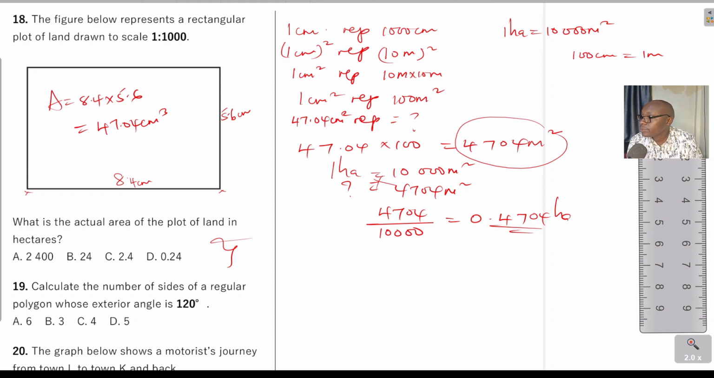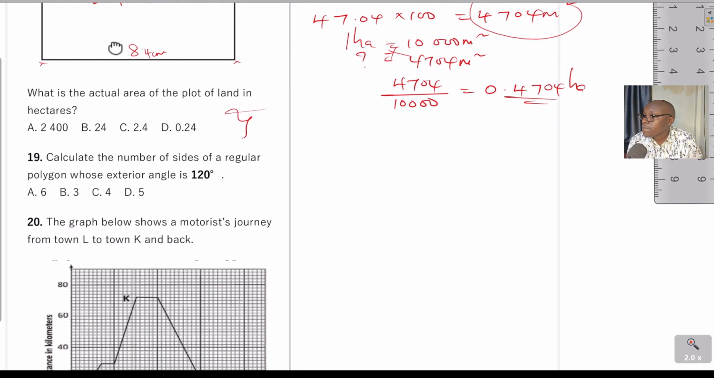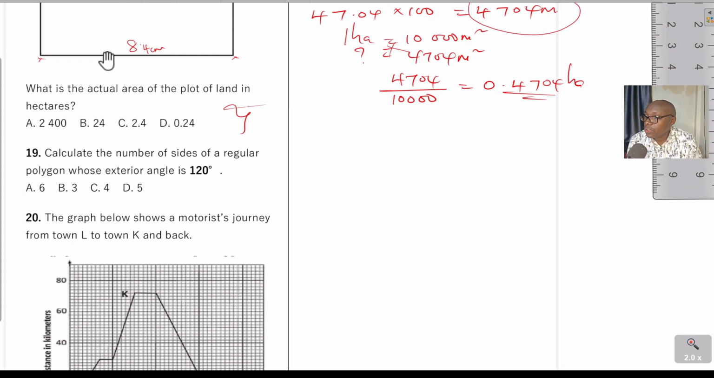Question 19. Calculate the number of sides of a regular polygon whose exterior angle is 120. Very simple question. Calculate the number of sides of a regular polygon whose exterior angle is 120 degrees. So how do you get the exterior angle? The exterior angle of a polygon is obtained by getting 360 divided by the number of sides, which we denote as n. So that is how we get the exterior angle.